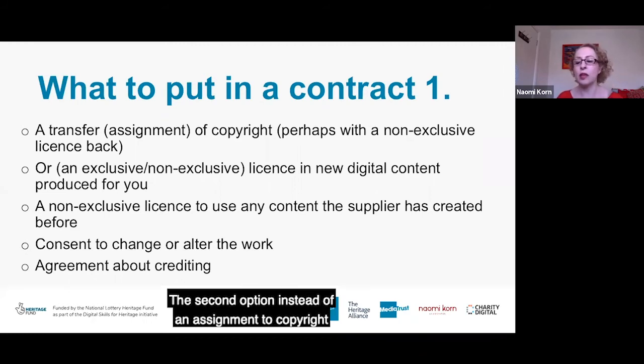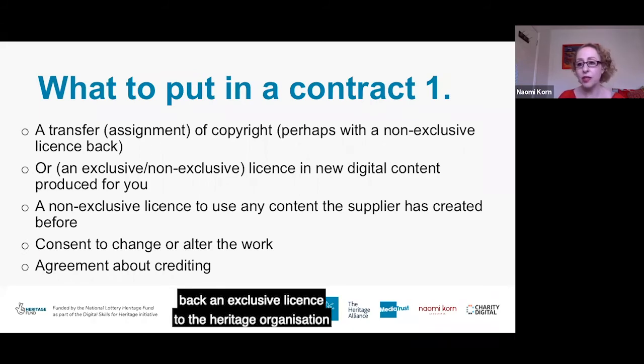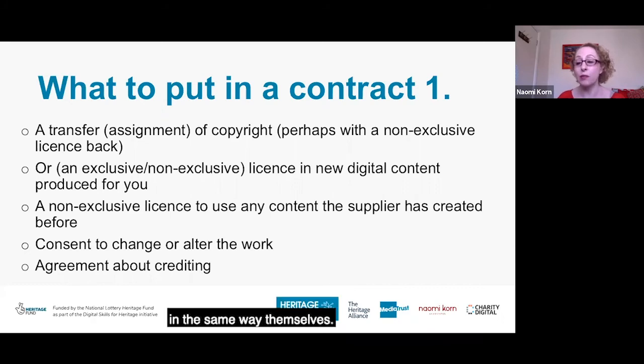The second option, instead of an assignment of copyright, is an exclusive license. In this particular instance, the supplier owns the copyright, but grants back an exclusive license to the heritage organisation for whom they're working to be able to use the content in the ways that they want. An exclusive license means that the supplier cannot grant the same license to anybody else, and indeed will also prevent them from using that content in the same way themselves. So an exclusive license can almost be as good as an assignment of copyright if framed in the right way.